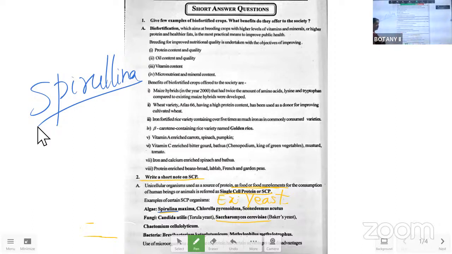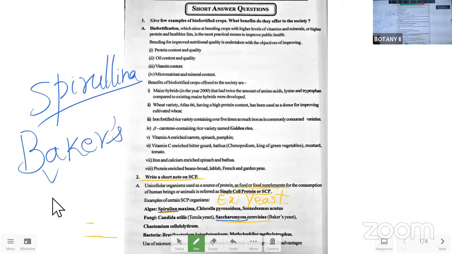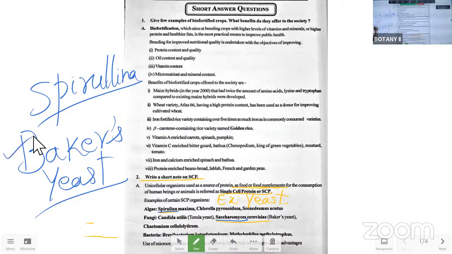If you are having a problem writing this word for the yeast, then you can write it as Baker's yeast. This is also very easy now. Baker's yeast, because everyone knows the spelling for the bakery. So Baker's yeast. Okay. So this is the fungal example and this is the algal example.